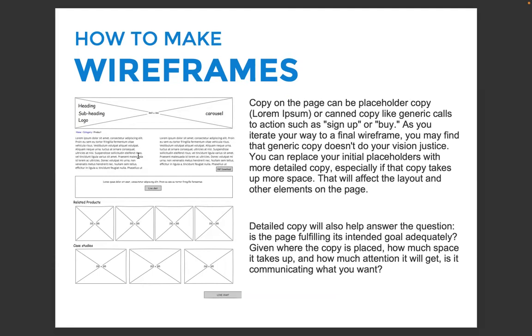In some cases, if you find that generic copy doesn't do your vision justice, you can replace the initial placeholders with more detailed copy, especially if that copy takes up more space. If you're building a website that has a lot of copy, you probably want to get the actual copy first before you plug it into your design, because you want to make sure you're giving yourself enough room to account for it.